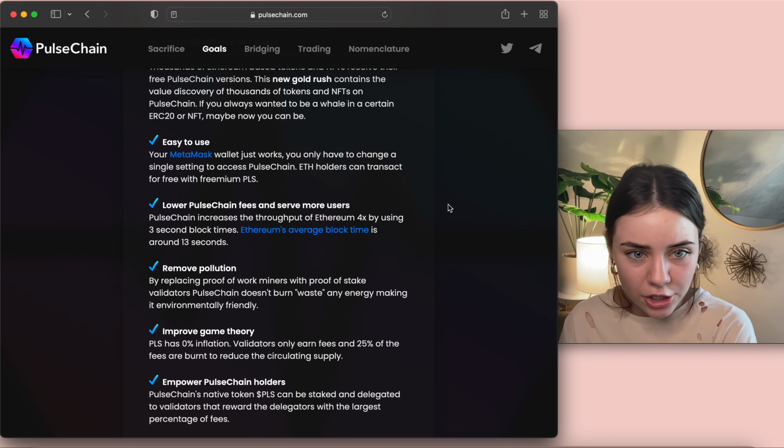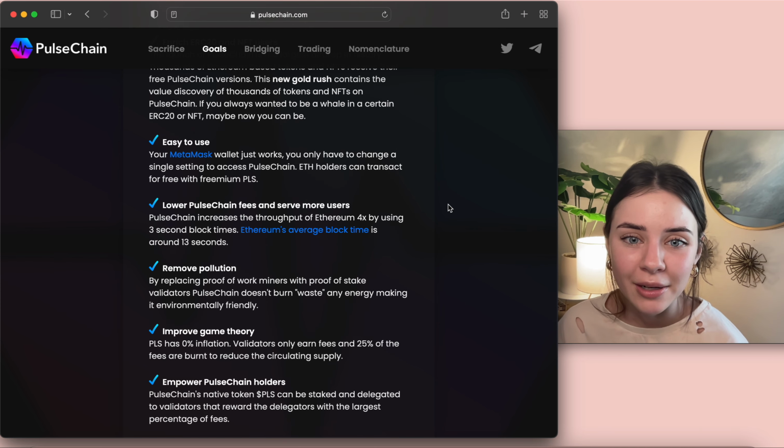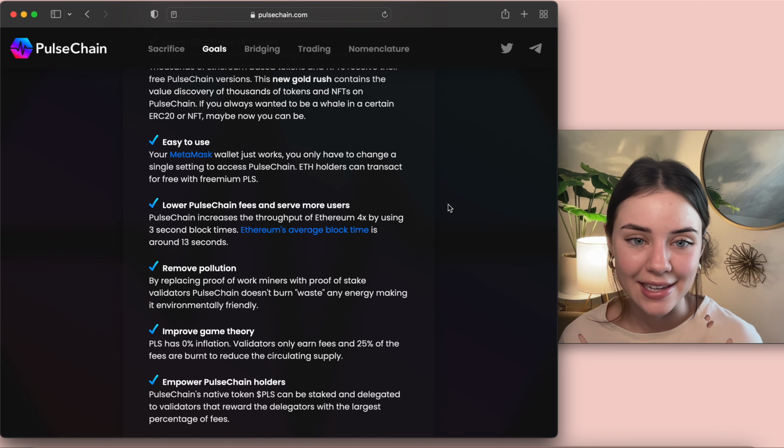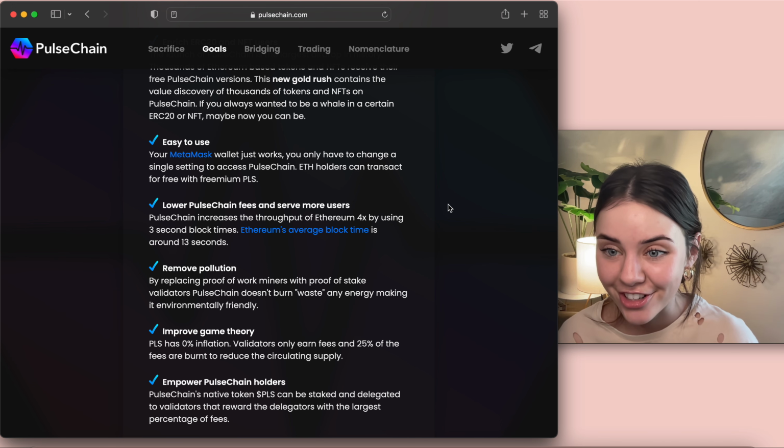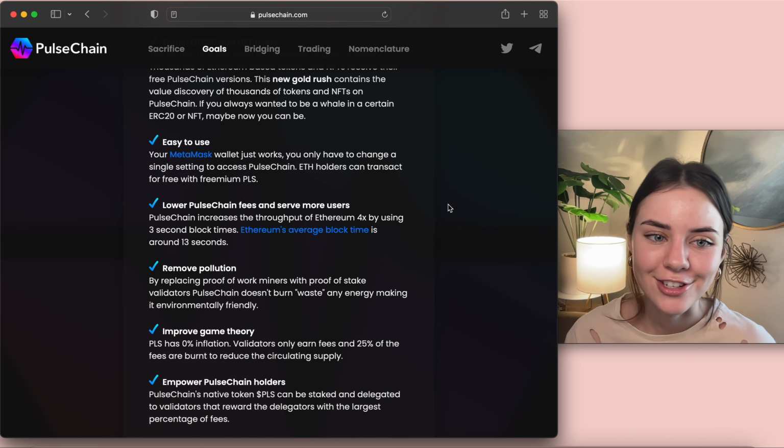So PulseChain increases the throughput of Ethereum 4 times by using 3-second blocks. And Ethereum's currently 13-second blocks. Oh, which says right there. So it's going to be faster, which who doesn't like faster?